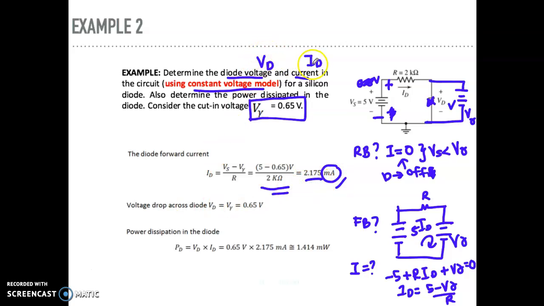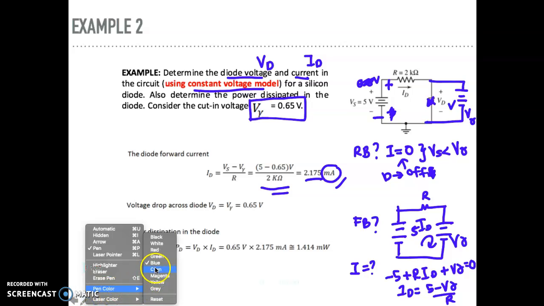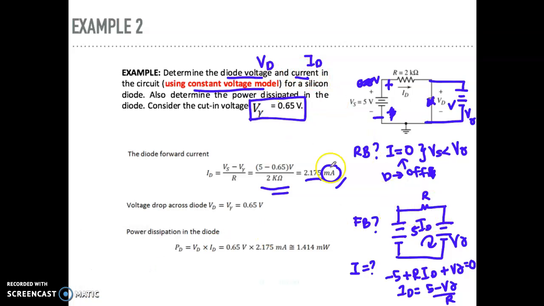Okay, question number 2. We already know the current. How can you get the voltage? Where is the voltage here? Voltage of what? Not the voltage of the whole circuit. It is actually the voltage of the diode. At first here you have a diode, right? So your VD here will be V gamma straight. VD equal to V gamma. So how do you calculate power dissipation again for the diode? VD multiplied by ID, and then you can get the power dissipation.